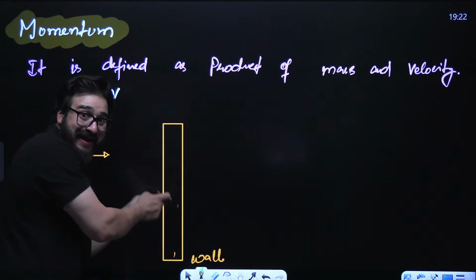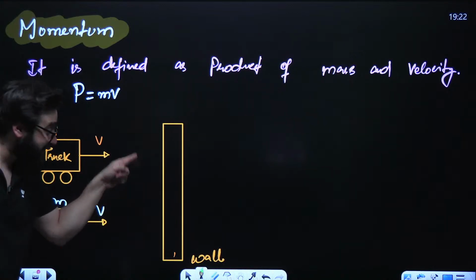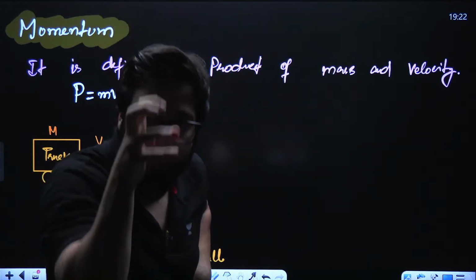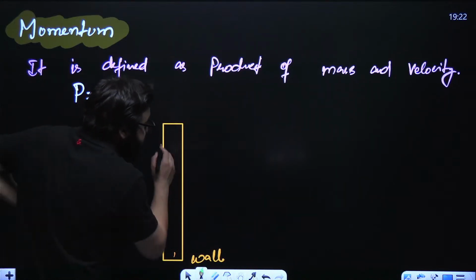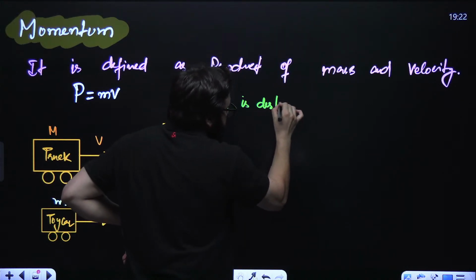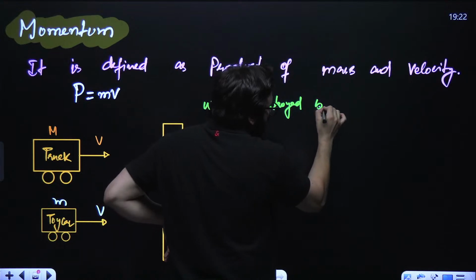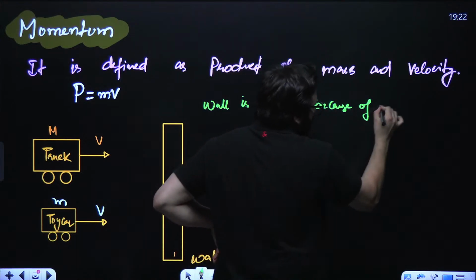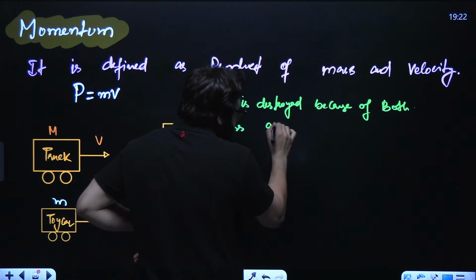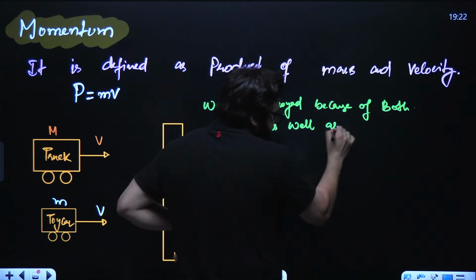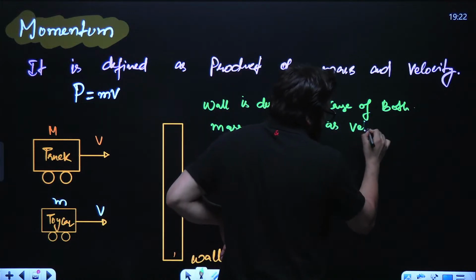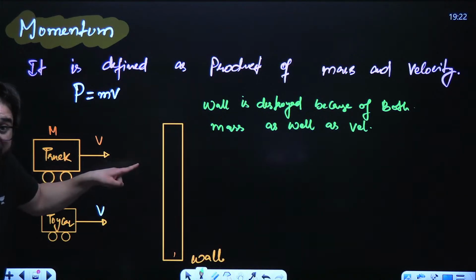So in order to break this wall, the mass as well as velocity both should have a good value. So we say the wall is destroyed because of both, mass as well as velocity. It is not only mass which is able to break the wall, it is both.